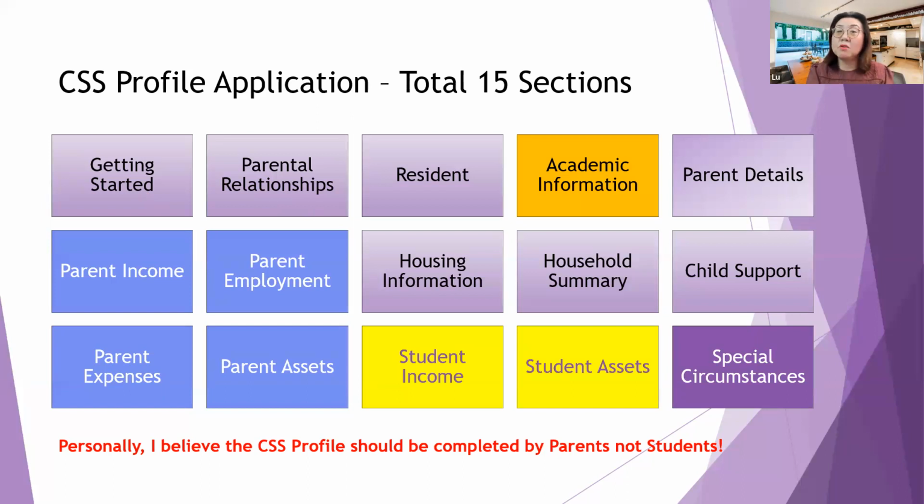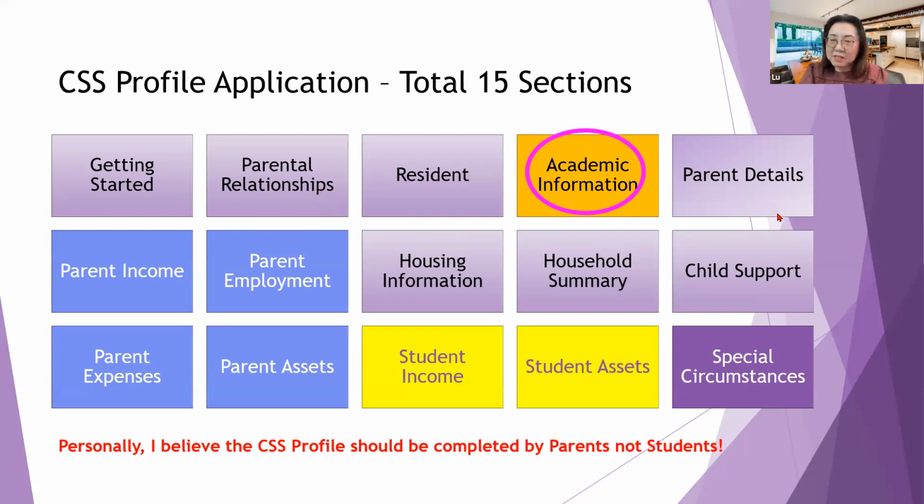Those information will need to be answered in the parental relationships. Resident is the simplest section in this whole form, and it's just which state you're currently in. That's your resident. California, Texas, which school you're going to, in what state, that's your resident. Pretty much self-explaining. Academic information, I'm going to talk about later, how to fill out the forms here.